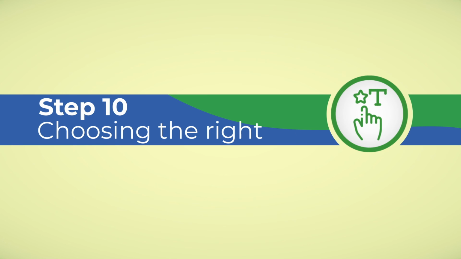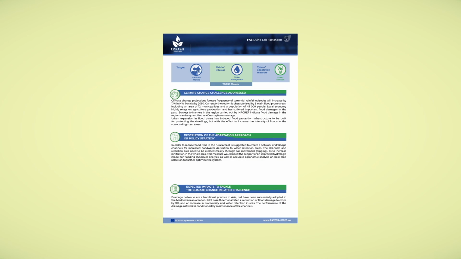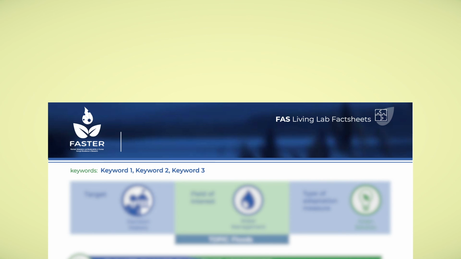Step 10. Choosing the right title. Once all information is gathered, the group can assign up to 3 keywords and create the title of the fact sheet, formulated in such a way as to clearly state the nature of the solution proposed.